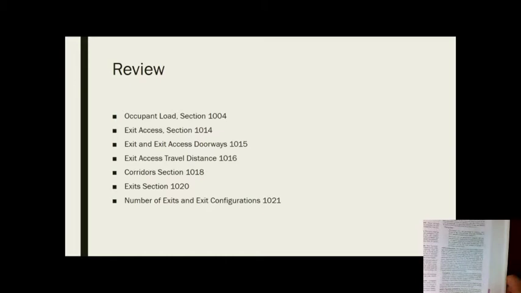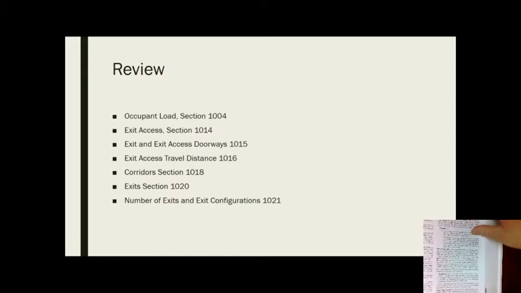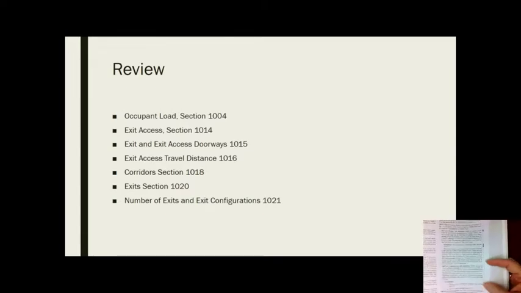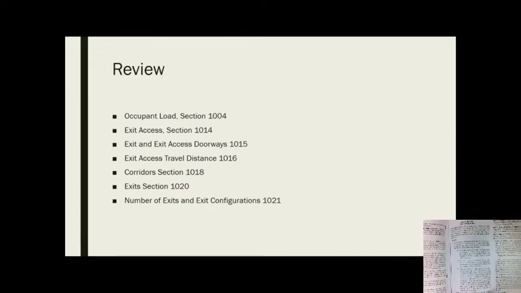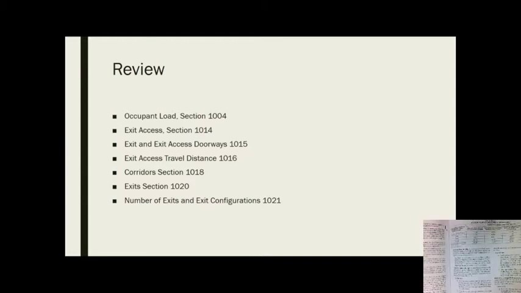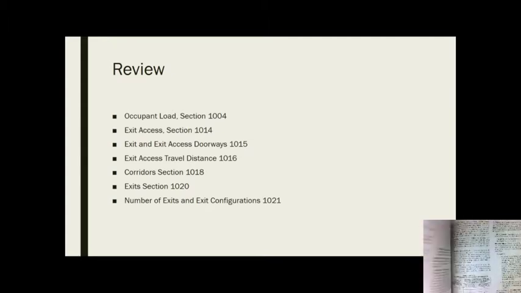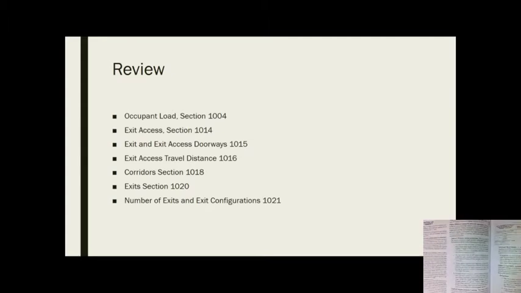We're going to talk about horizontal exits, which is 1025. So you might want to make sure that you understand about that particular chapter. So look over that. There's then a whole section, 1028, where it talks about assemblies. So you need to be able to look at those.